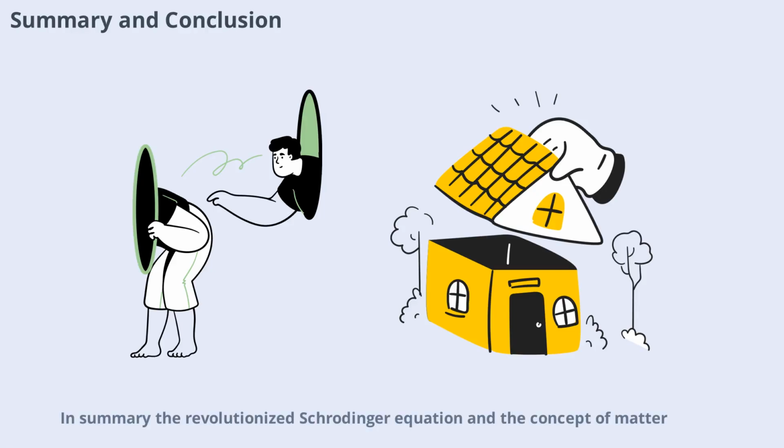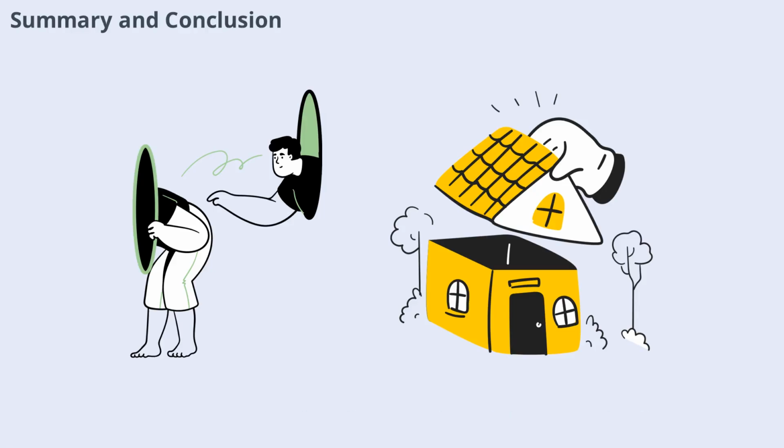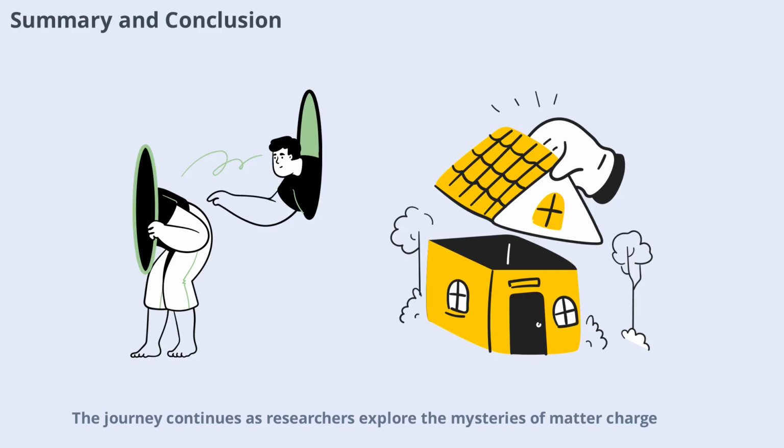Summary: the revolutionized Schrödinger equation and the concept of matter-charge evolution represent a major leap forward in quantum mechanics. By integrating charge behavior into the wave nature of matter, scientists have created a more comprehensive framework for understanding the quantum world. These advancements pave the way for new discoveries, applications, and deeper insights into the fundamental nature of reality. The journey continues as researchers explore the mysteries of matter, charge, and wave.